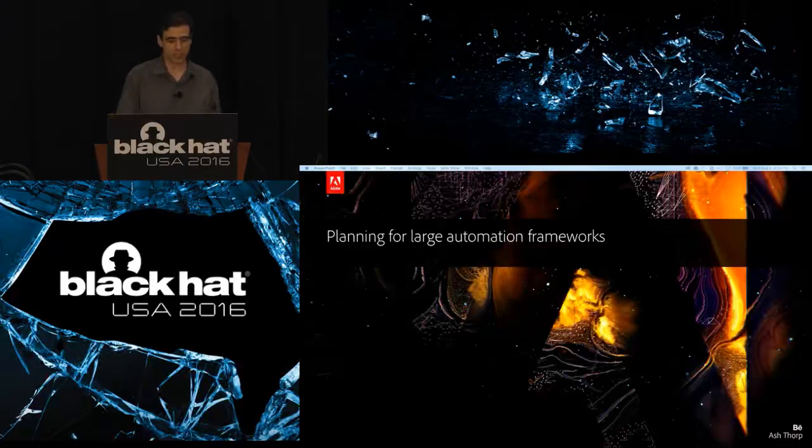But let's say you want to go for the large automation framework. You've done those small projects, the little side things, but you want to be able to build an automation project within your own organization. What are the design things that you can look at?